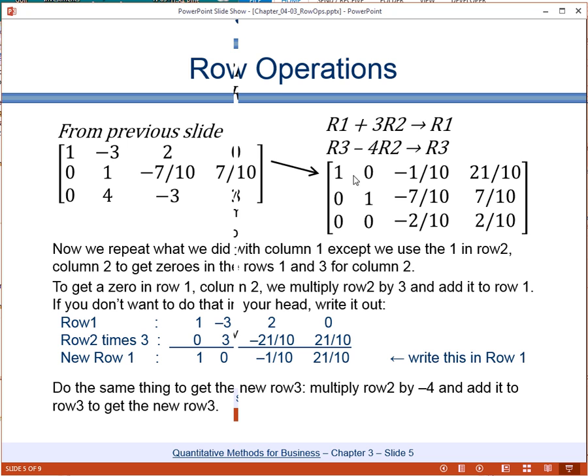Okay, so I took 3 times row 2 and added it to row 1. And I took minus 4 times row 2 and added it to row 3, to make the new row 1 and the new row 3. And row 2 didn't change. So now I've gotten 1, 0, 0 in column 1, and I got my 0, 1, 0 in column 2. So now I'm ready to start working on column 3.